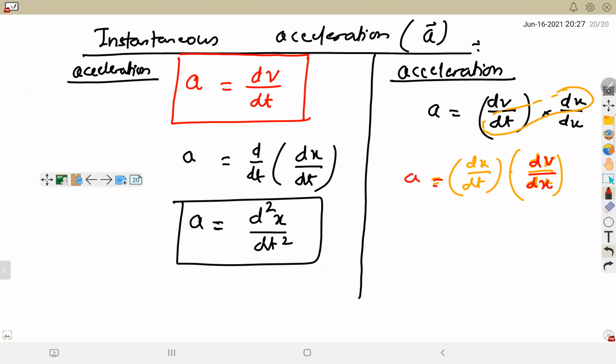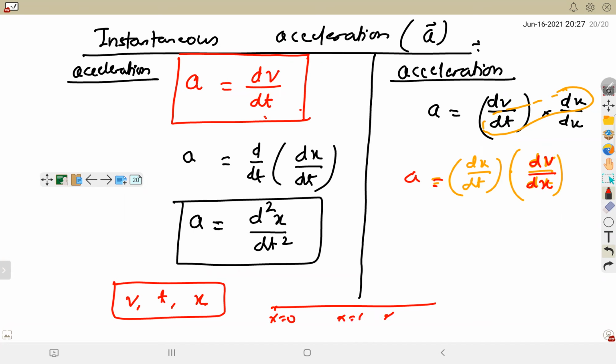Why did you do this? Look, acceleration here is in terms of time, but there are 3 variables. Velocity can change with time, and velocity can also change with position. When a particle is moving, there are 2 coordinates changing. X is increasing and time is also increasing. Time is moving further and the position coordinate is also changing.